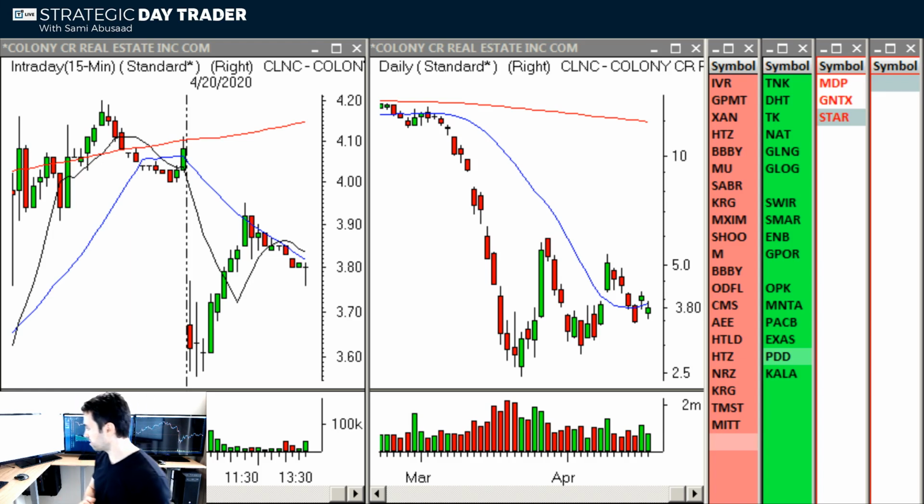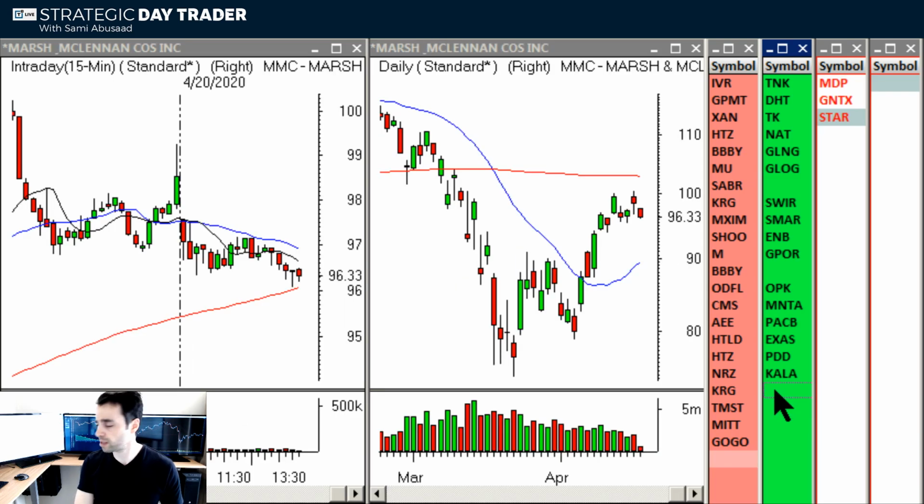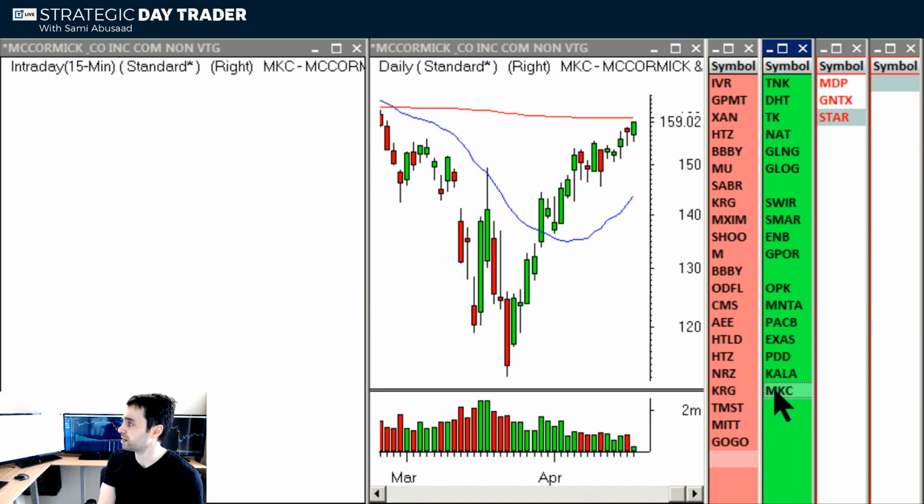Okay, and last sector here. Gogo's pretty weak today. Check out Gogo. Stands out. Really weak. And then wow, MMC broke out. Oh no, not MMC. MKC is breaking out.